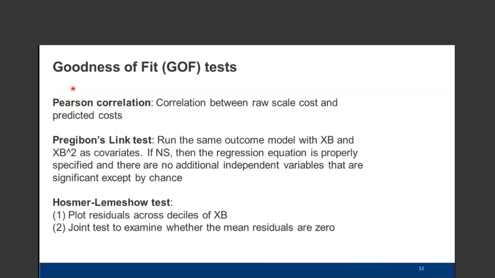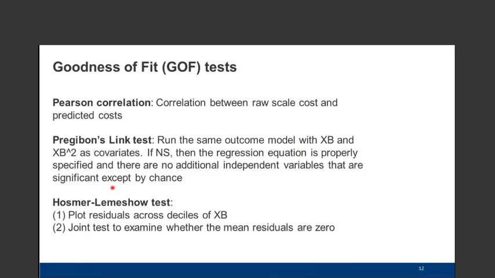So we'll use the Pearson correlation to model the raw scale costs and the residuals. That should actually be residuals, not predicted costs. So what we're looking for is whether or not there's a relationship or an association between the residuals and the predicted costs. We're going to use the link test to see whether or not some of the predicted values are associated with the raw values. And this is a specification test to help us determine whether or not we have the right specification for our dependent variable or even our regression model.